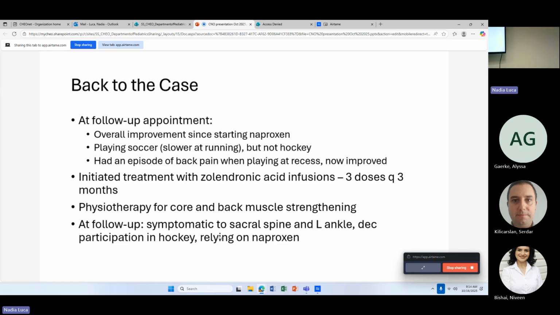So when he came back after those 3 infusions, he still had pain, fortunately, to his sacral spine and left ankle. He was playing hockey, but not to the point that he wanted to play, and he was really relying on naproxen. What would you do now?